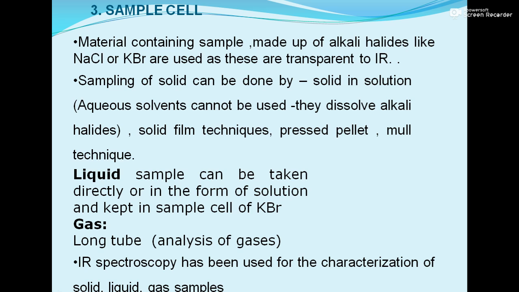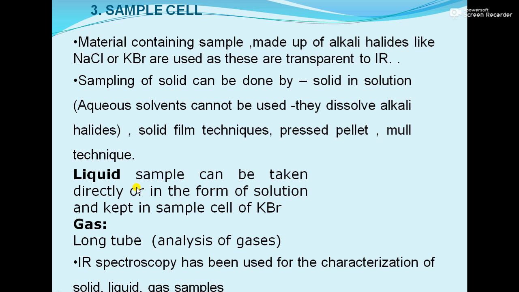How can the sampling of solids be done? The sampling of solids can be done as solid in solution. Solid in solution means the solid substance is dissolved in a non-aqueous solvent. A drop of solution is placed on a disc of alkali halide and the solvent is dried to give a thin film on the surface. It can also be done by the pressed pellet technique, and by the mull technique. In the mull technique, the sample is mixed with Nujol, mineral oil, and ground to make a fine paste. And then a thin film is applied on the KBr plate.